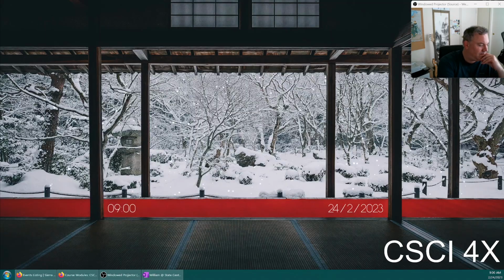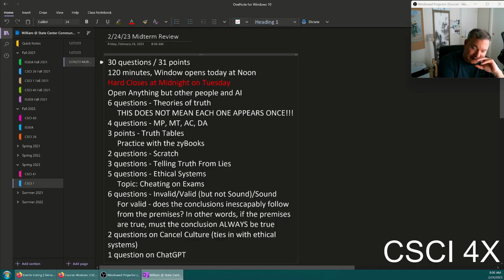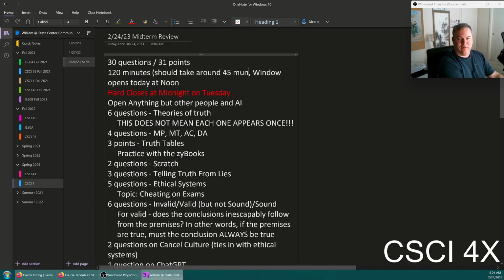So the format of the midterm, I've got it open right here on my screen. There are 30 questions, 31 points total. The points are almost irrelevant. It's 5% of your grade, no matter how many points I give it. Once you start the test, you have 120 minutes. The estimated time should be around 45 minutes to an hour.